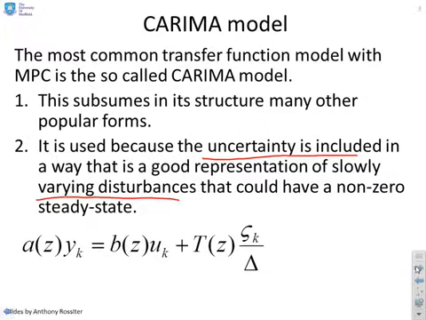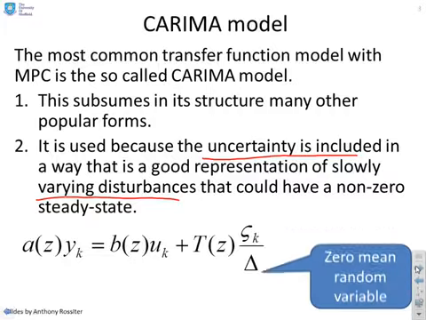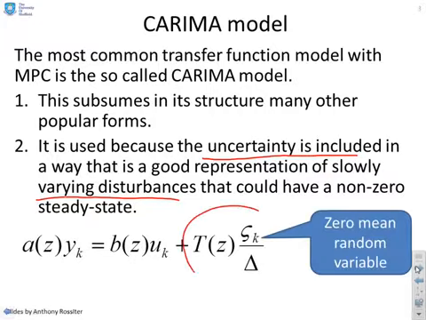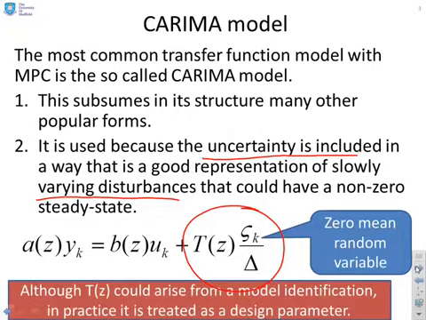So here's the CARIMA model then. You'll see we have Ay equals Bu plus T zeta over delta. And the key thing here is this extra term on the right. Zeta is a zero mean random variable, so zeta over delta represents slowly varying disturbances, and in particular the T of z is considered as a design parameter. Now you could identify T of z from a formal identification procedure, but what people find is it's better to treat it as a degree of freedom because it affects the control design.